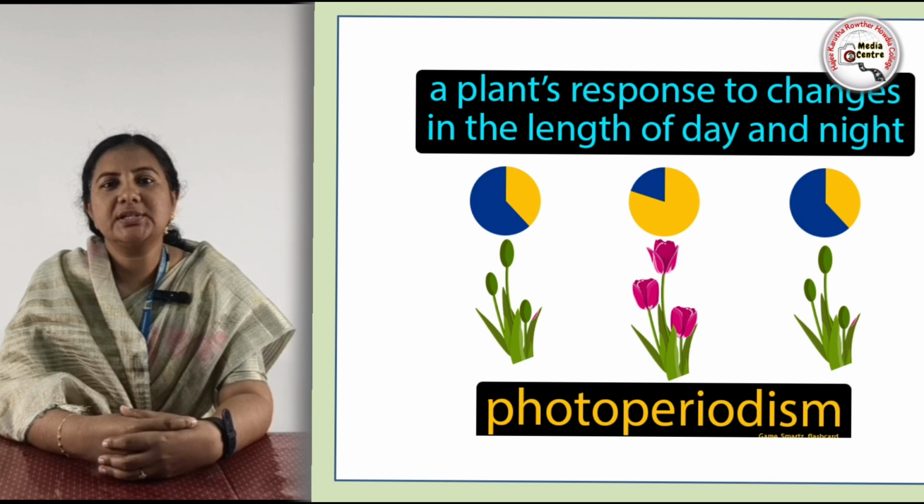So today we are going to talk about photoperiodism. The plant, in order to flower, requires a certain day length. The relative length of day and night is called photoperiod. The response of the plant to this photoperiod, expressed in the form of flowering, is known as photoperiodism.